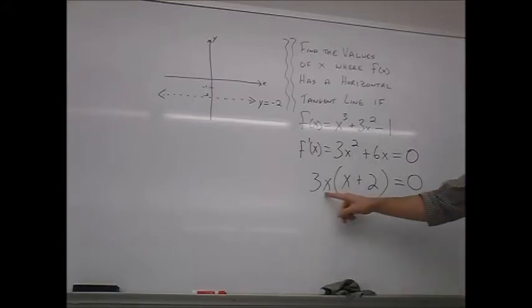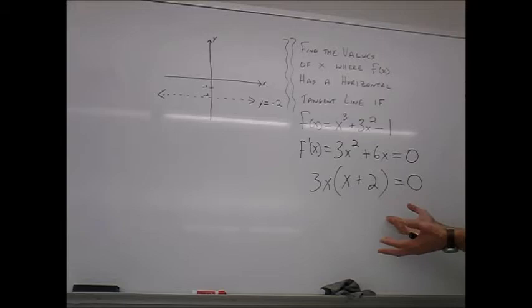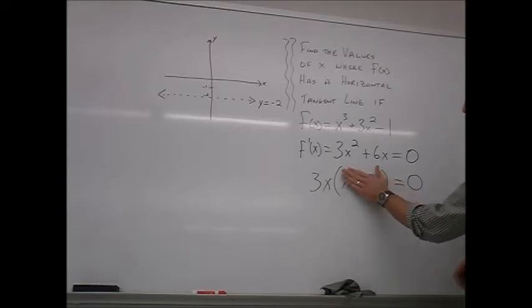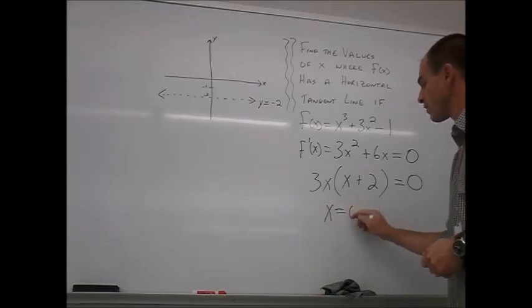Because when you have a product that's equal to 0, you know that either the first part must be 0 or the second part must be 0. So if we cover these two items up one at a time, we can solve for the zeros of our derivative. If we cover up the x plus 2, we see that 3x is equal to 0. If 3x is equal to 0, what does x have to equal? You got it. x must be equal to 0. That's one of our answers.